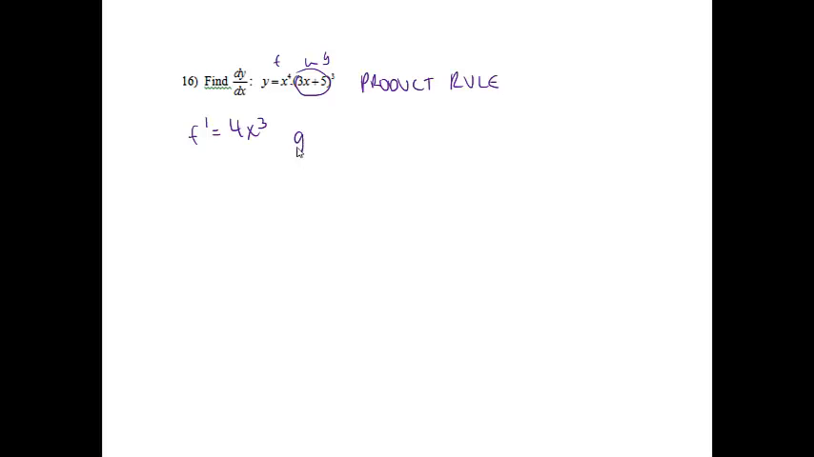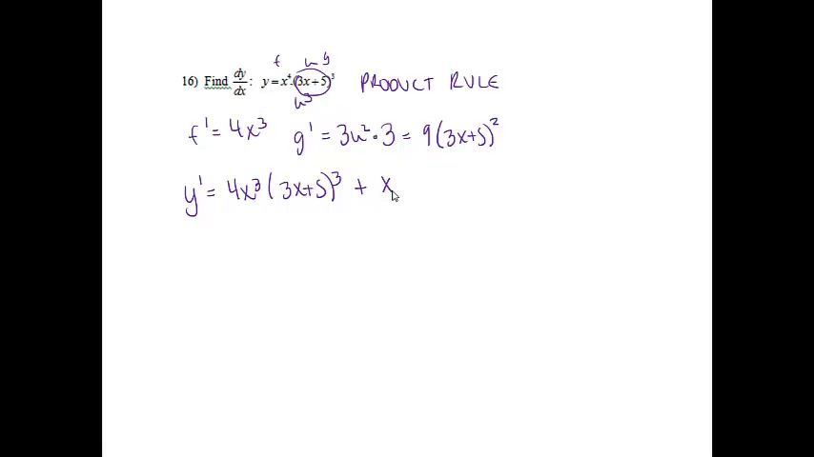For g prime, this would be like u to the third, so my derivative is going to be 3u squared times the derivative of 3x plus 5, which will be 3. So this will actually be 9 times the quantity 3x plus 5 squared. And then from here, we are ready to do the product rule. So f prime times g, 4x cubed times 3x plus 5 to the third power, plus f times g prime, so x to the fourth times 9 times the quantity 3x plus 5 squared.